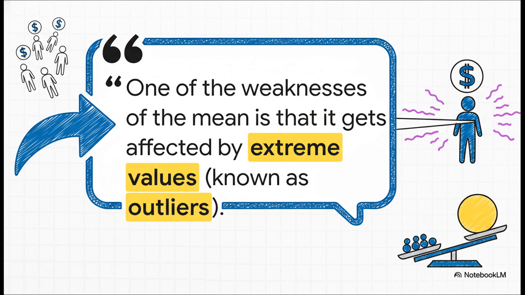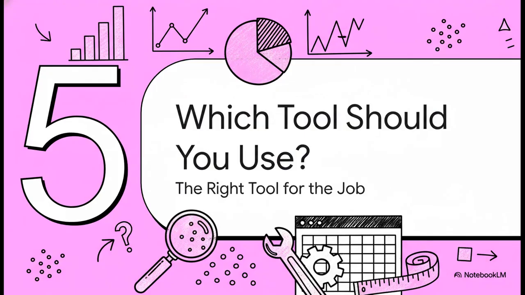This example just perfectly illustrates the core issue here. As our source material puts it, the mean's biggest weakness is that it gets pulled around by these extreme values. That one huge salary of $150,000 literally dragged the entire average up, making it seem like the typical salary is much, much higher than it really is for most of the people there. So the crucial point here is that there's no single best measure. It really all depends on your data and what story you're trying to tell. Knowing the right tool for the right job, that's everything.